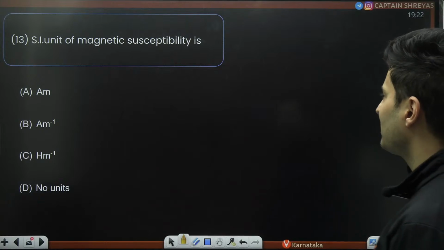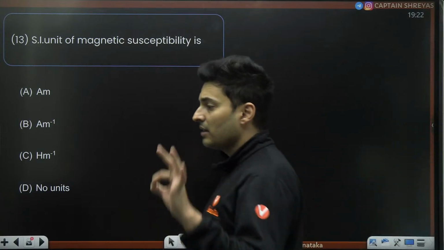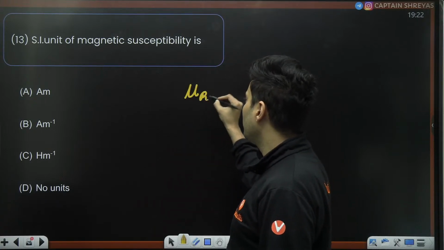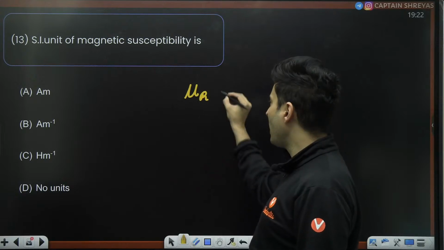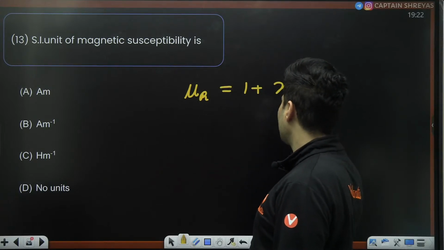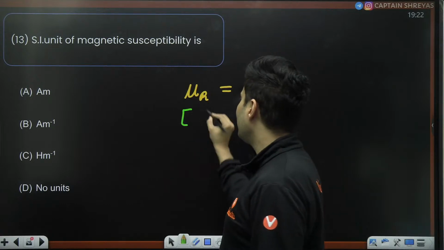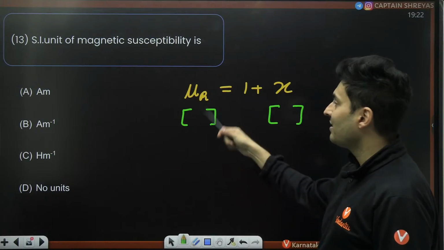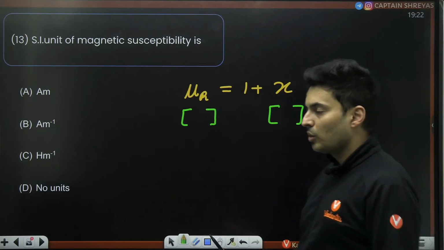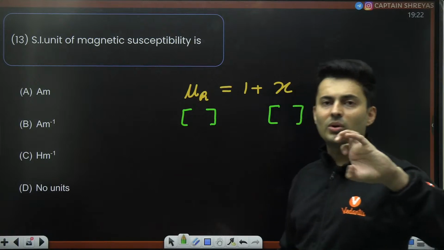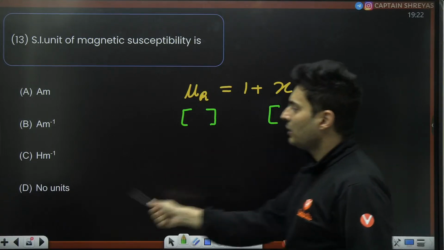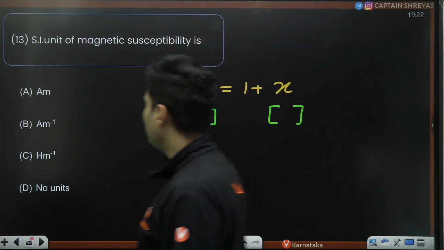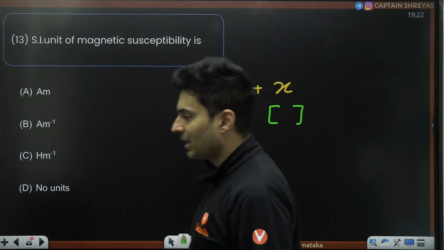SI unit of magnetic susceptibility is SI unit of susceptibility. If you remember, there is a formula: relative permeability is 1 plus susceptibility, and relative permeability is a dimensionless, unitless number. Even this is a dimensionless, unitless number. It is a ratio, it is not having any units or dimensions, so no units for this. Option D will be the correct answer.